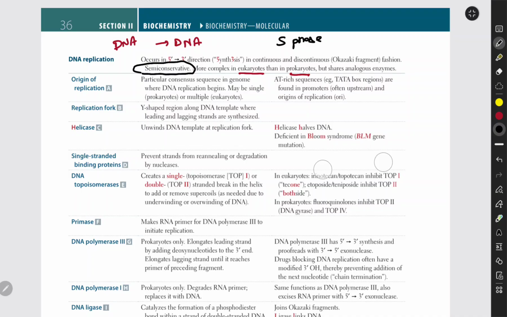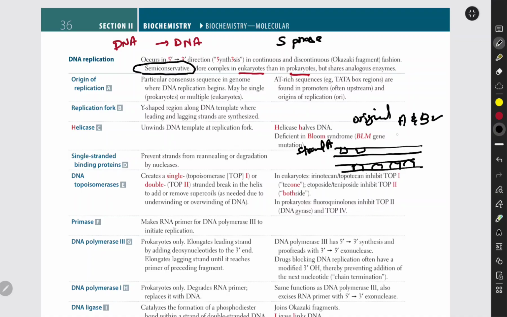So this strand, for example, is strand A. You synthesize one strand against strand A and one against strand B. So the original strand contained both A and B, right? However, the new one contained part of A and the other new one contained part of B. So this is something that we need to remember, that DNA replication is semi-conservative.